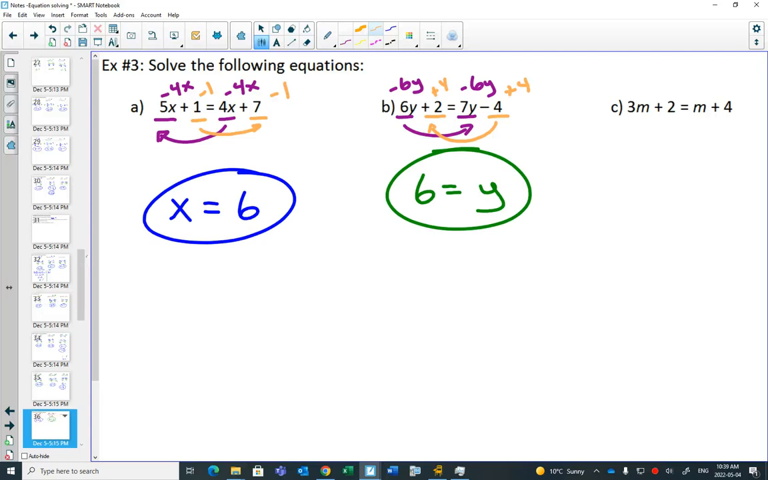Yes. I like to do that, and I like to do that with the variable. Because sometimes you can move the lowest variable, but you have to move the highest number. So it doesn't always work the same way.